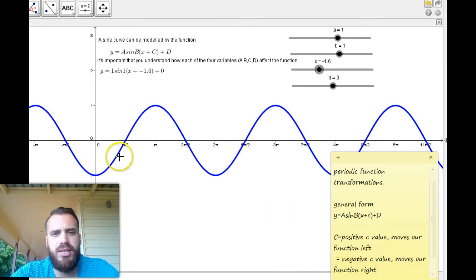Okay, so that's what our c value does in one of these periodic functions. We might take a break there, and we'll move on and take a final look at what our b value does when it comes to these functions.